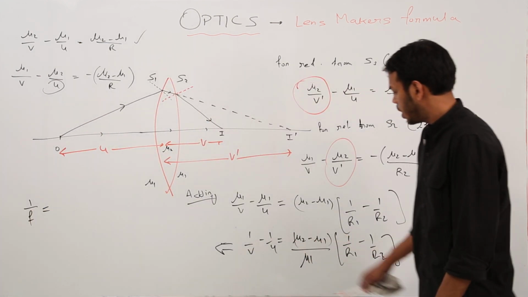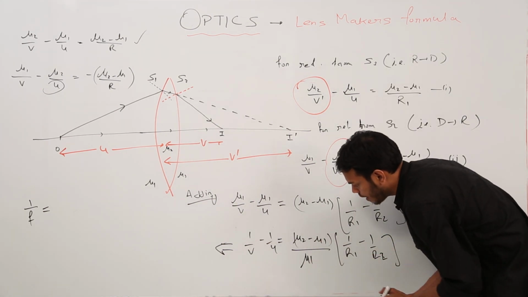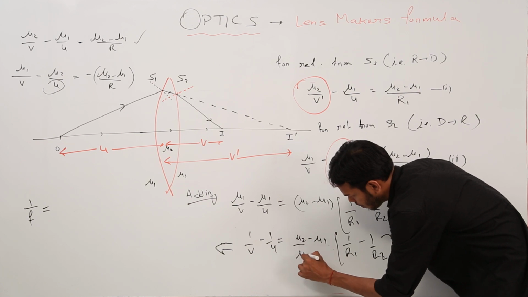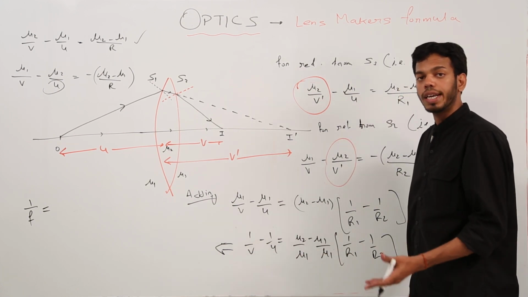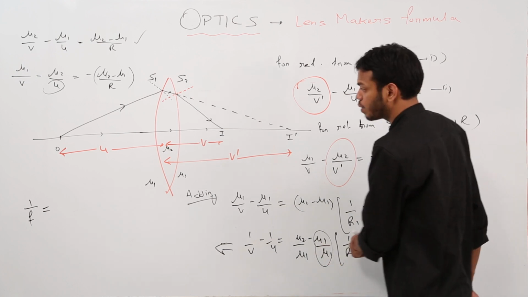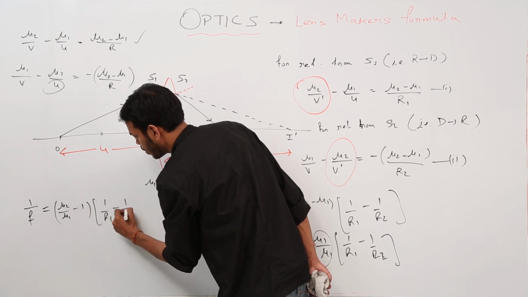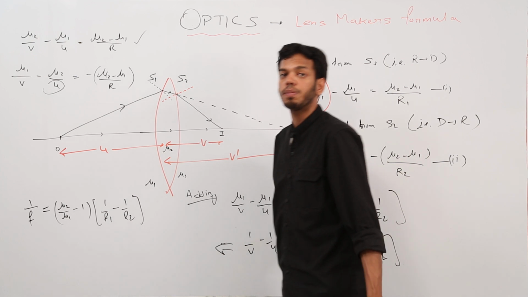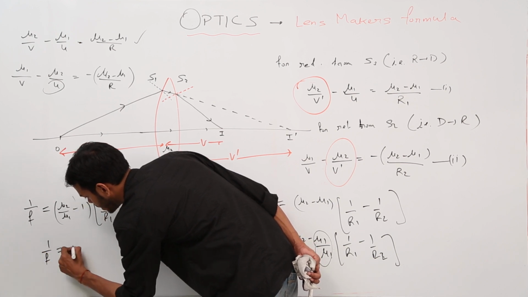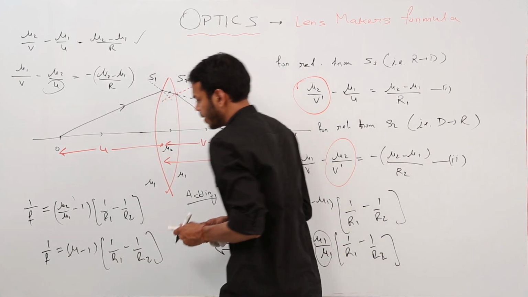which is equal to mu2 minus mu1 upon mu1, times 1 upon r1 minus 1 upon r2. This thing, I can also write like this. Watch. The denominator can be taken with both the terms, so this is basically 1. So you are left with mu2 upon mu1 minus 1, into 1 upon r1 minus 1 upon r2. This is basically the refractive index of the lens, this term mu2 upon mu1. So this is your final answer, mu minus 1, 1 upon r1 minus 1 upon r2. This is your final answer.